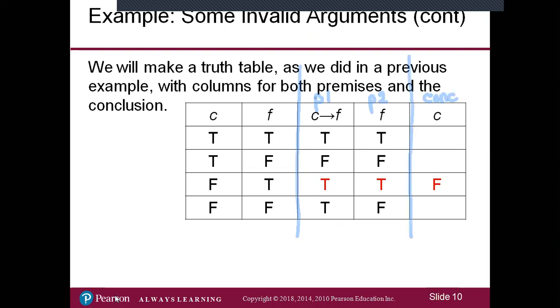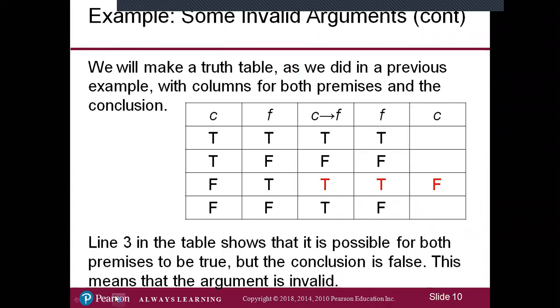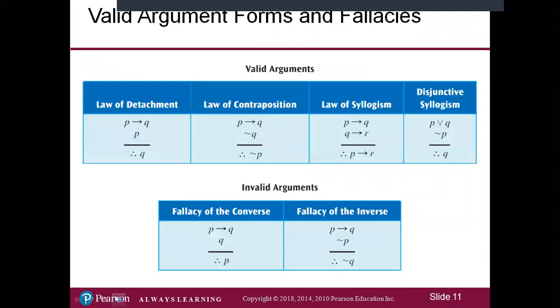When both premises are true, the conclusion is false. So we'll have an invalid argument. Line 3 in the table shows that it is possible for both premises to be true, but the conclusion is false. This means the argument is invalid.